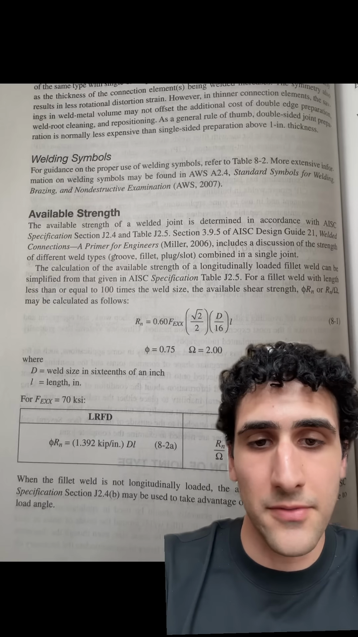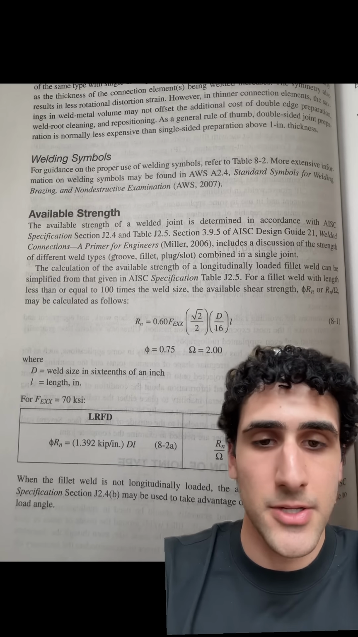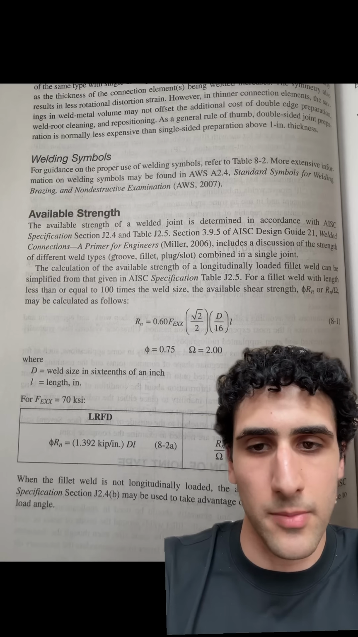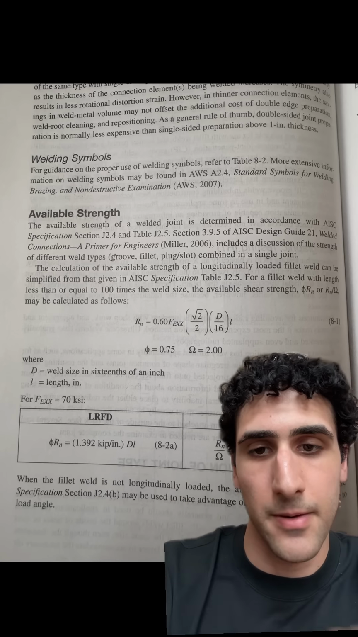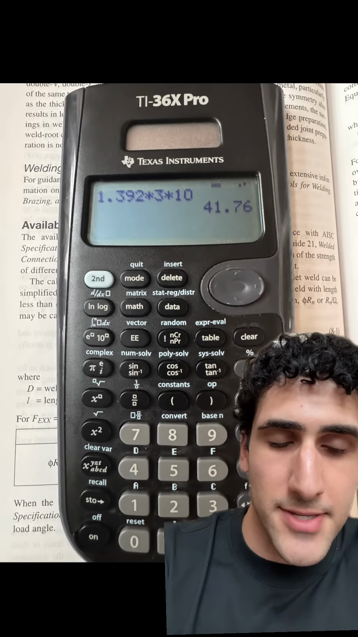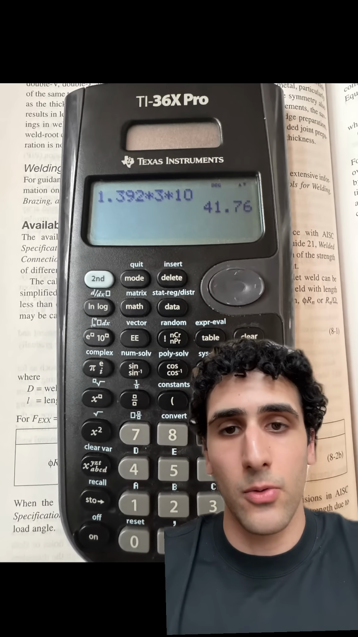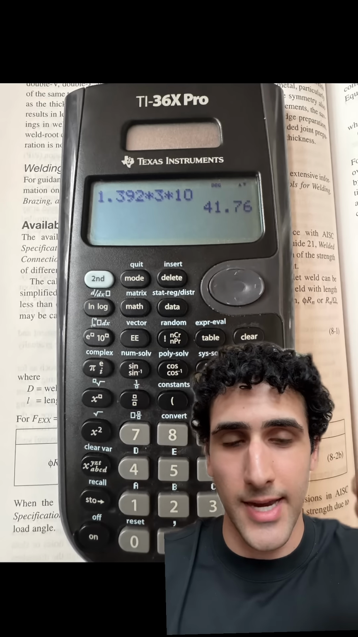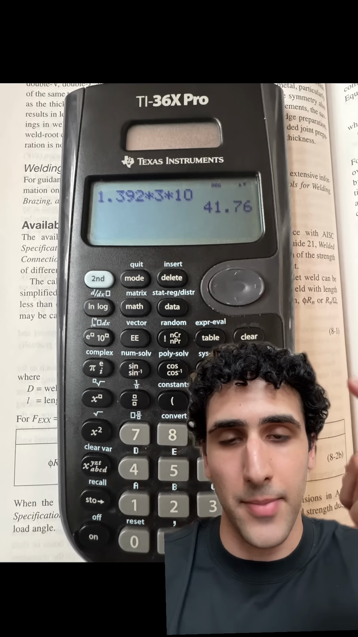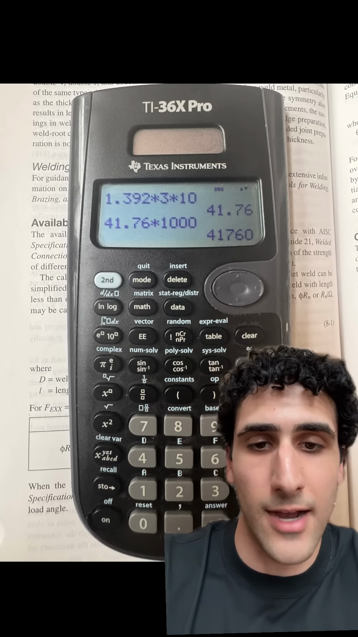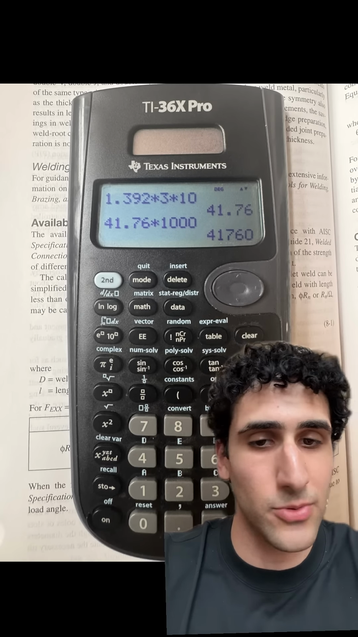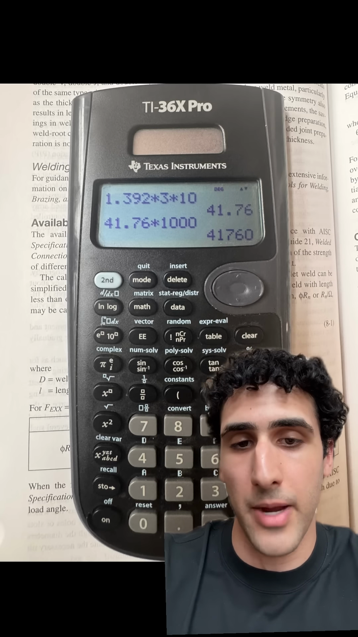The steel manual loves to simplify things for us engineers, so for a 70 KSI electrode, which is one of the most common types, it's actually simplified all the constants down into this equation here. Using that equation, I found the capacity of a 3/16 inch weld with a 10-inch length, which is where the 3 and the 10 come from in this equation, and I got a capacity of 41.76 kips. And since a kip is just a kilopound, that means we have a capacity of 41,760 pounds, which is similar to the bolt that I went over in one of my previous videos.